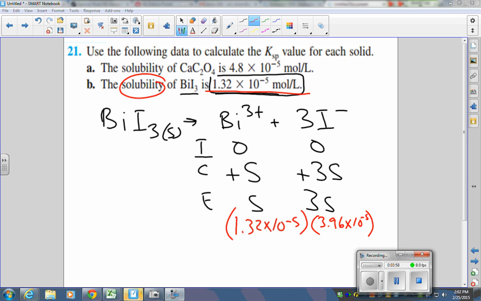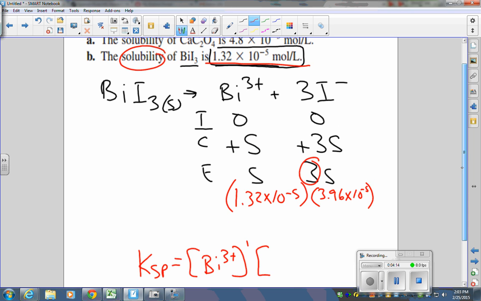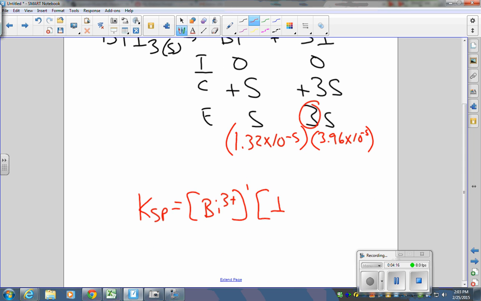Because of this, I multiply by 3. Now, the second part I always do separate. I'm going to do the KSP expression. KSP is going to be equal to the concentration of Bi3 plus to the first power, concentration of I minus cubed. I'm going to drop that value in there, and I'm going to drop that value in there, and then solve for KSP.